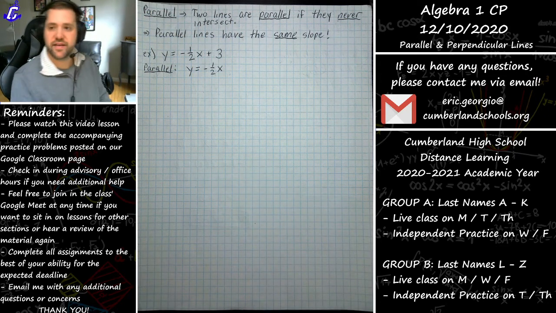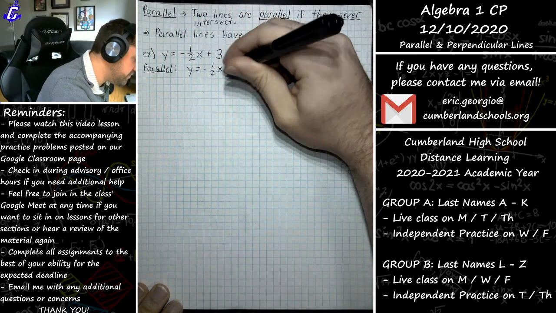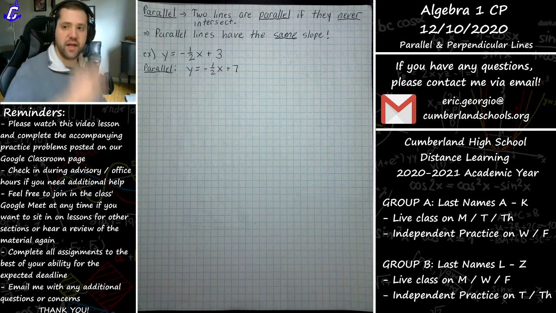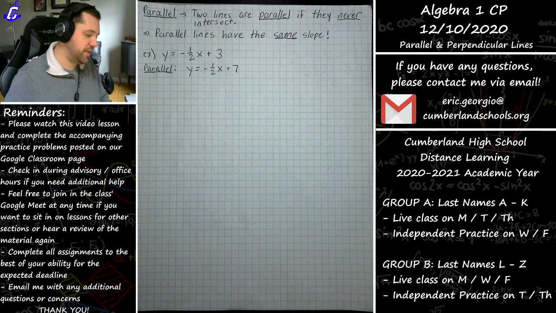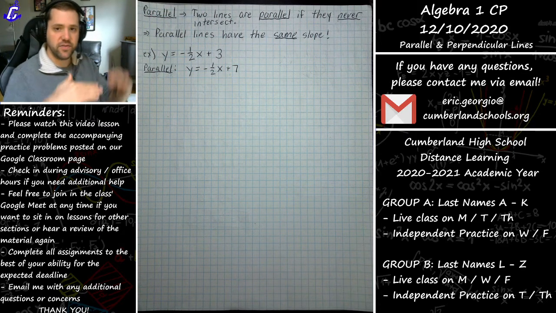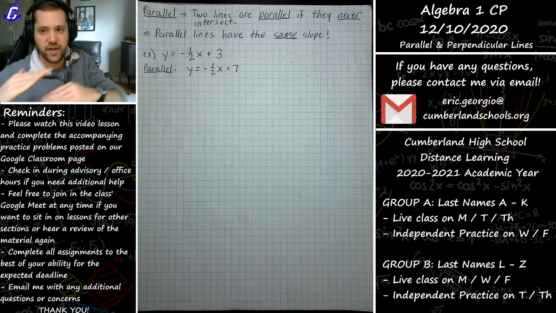So we could say an example of a parallel line, y equals negative 1/2 x plus 7, for example. That is parallel to y equals negative 1/2 x plus 3. They have the same slopes, but different y-intercepts. So one is above the other one, but they're both traveling together. They're never going to meet each other.